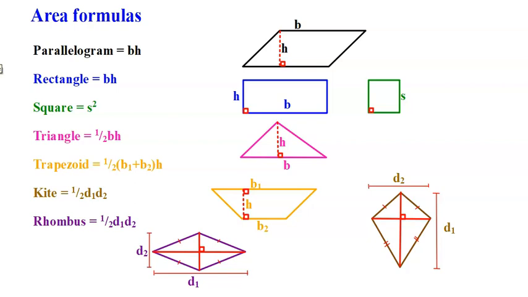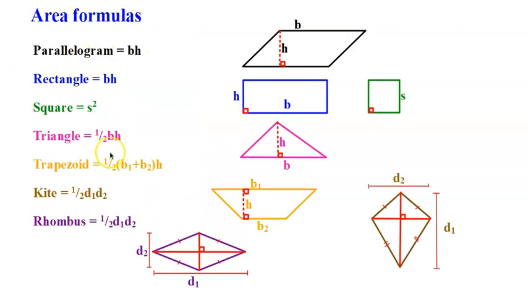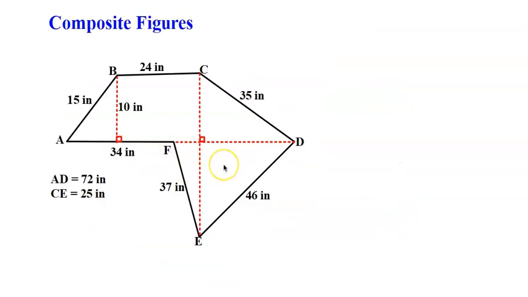What I do want to look at, though, is composite figures. So I have this lovely shape here. This is not on the list, right? This is some weird irregular shape. It is not on this list. I do not have a formula for this. Now I could still find perimeter.